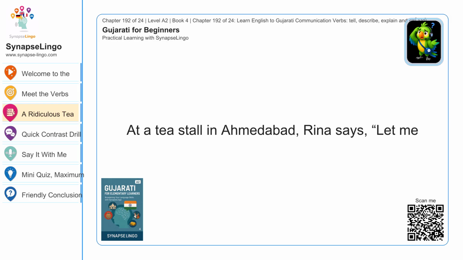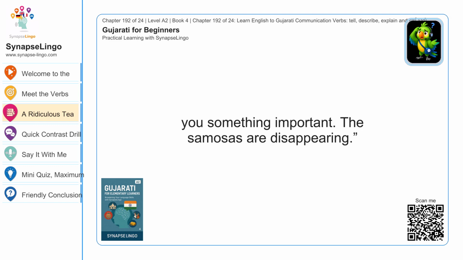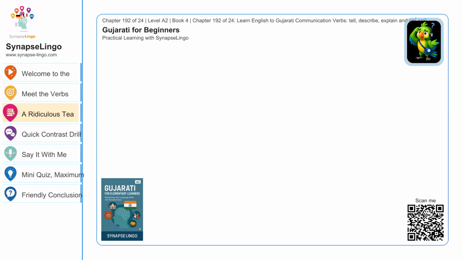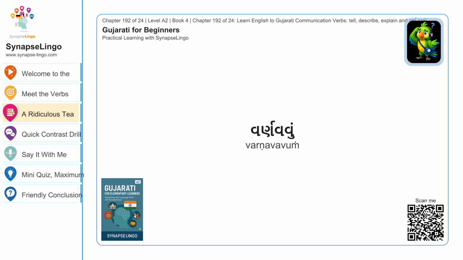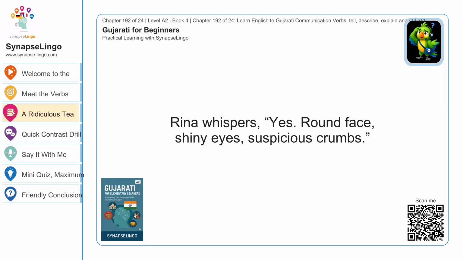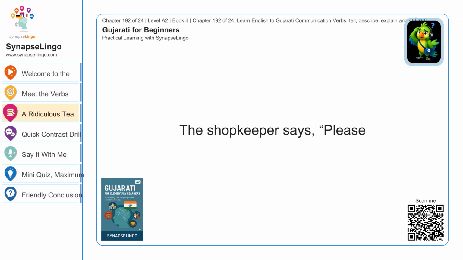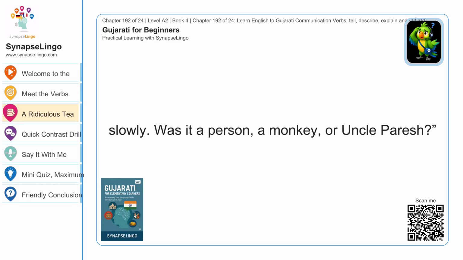At a tea stall in Ahmedabad, Reena says, let me કહેવું something important. The samosas are disappearing. Jay looks at the empty plate and says, can you વર્ણવવું the thief? Reena whispers, yes. Round face, shiny eyes, suspicious crumbs. The shopkeeper says, please સમજાવવું slowly. Was it a person, a monkey, or Uncle Paresh?